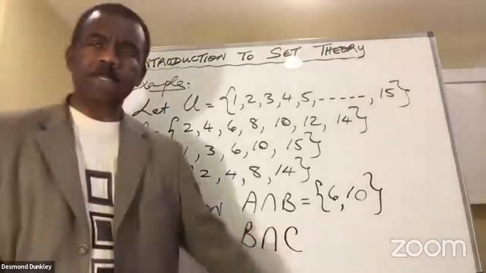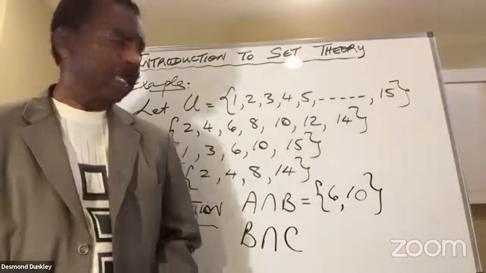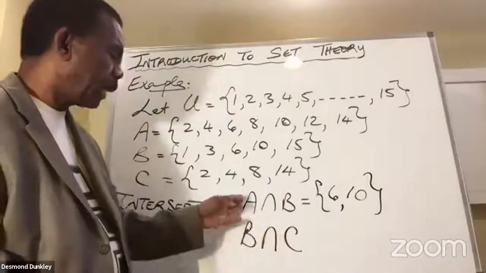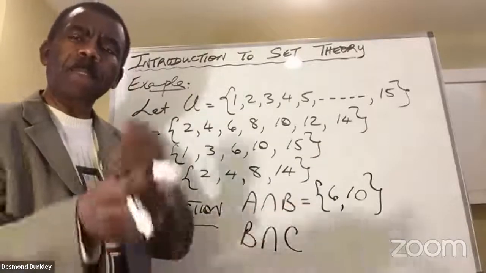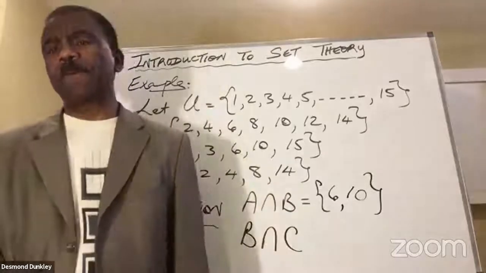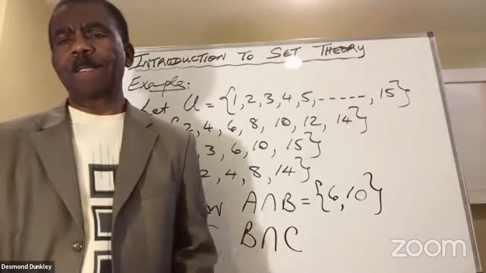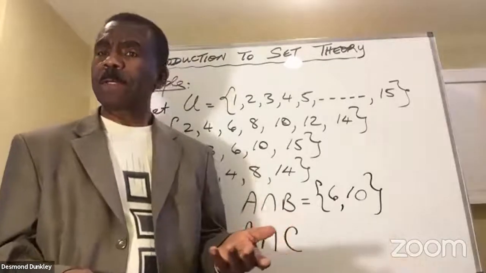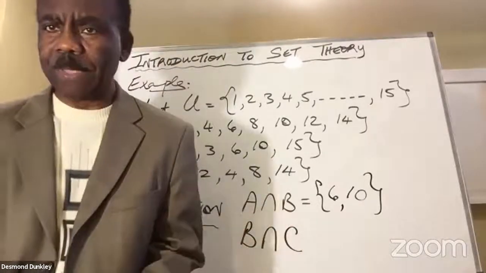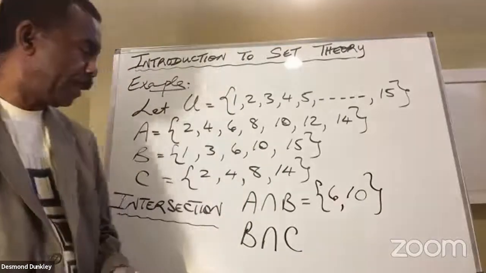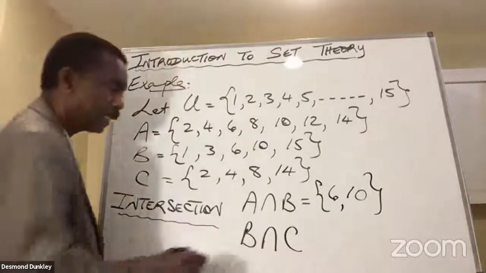Let's go to B intersect C. Just want you to know that this operation is commutative. In other words, A intersect B is the same as B intersect A. It doesn't matter which one you write first. The fact is, are those items in both? If the answer is yes, then there is an intersection. If the answer is no, then there's no overlap, there's no intersection. So let's go to B intersect C.